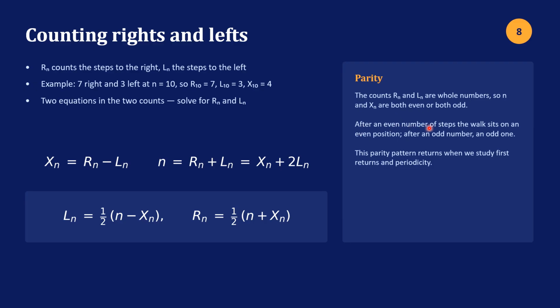Okay, so after an even number of steps, n, the walk sits on an even position, x sub n, right? They have to be either both even or both odd. And after an odd number of steps, you're going to be at an odd numbered position. So we'll come back to this parity pattern when we talk about first returns to a given state and periodicity. That's in a future lesson, but we'll need to use this again later.